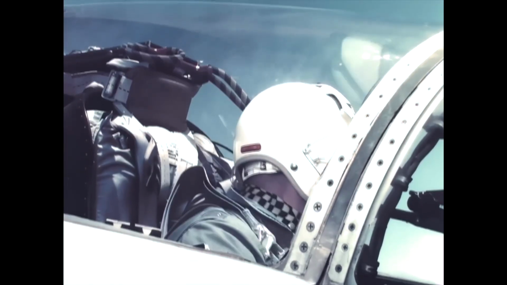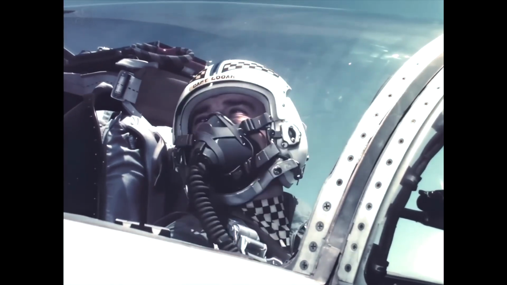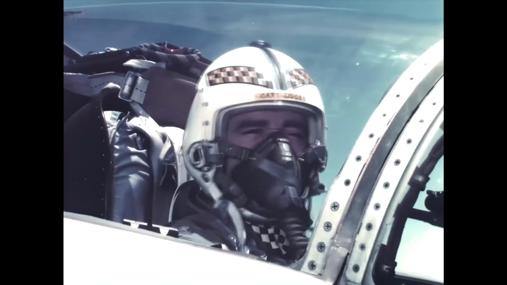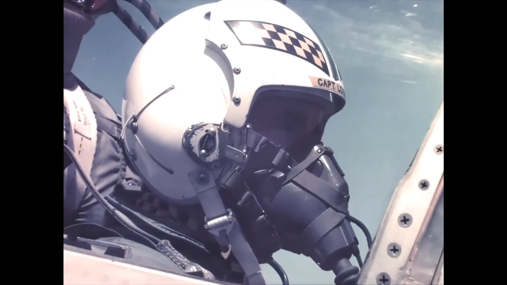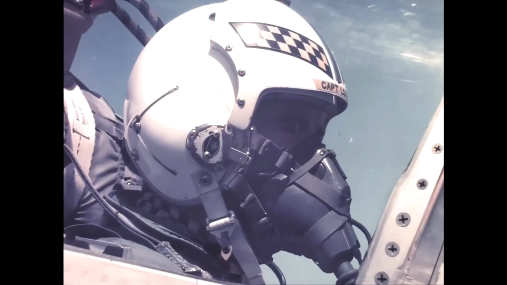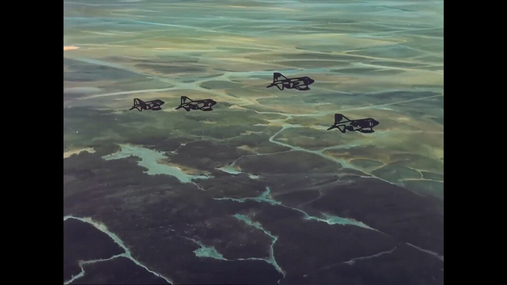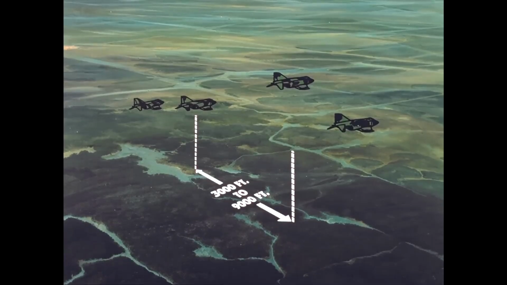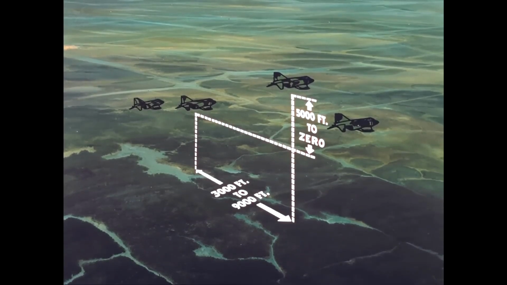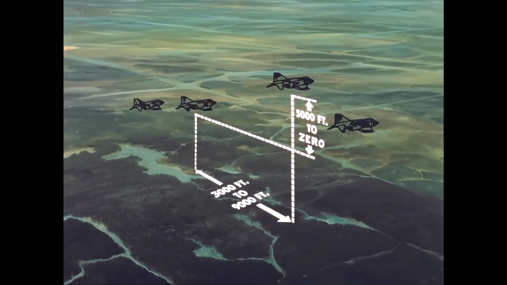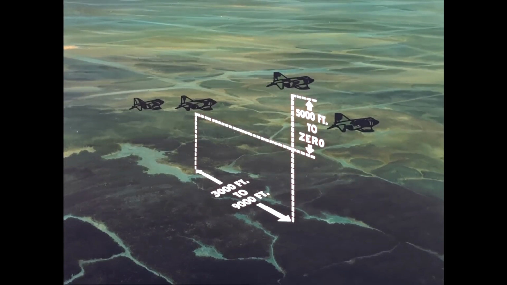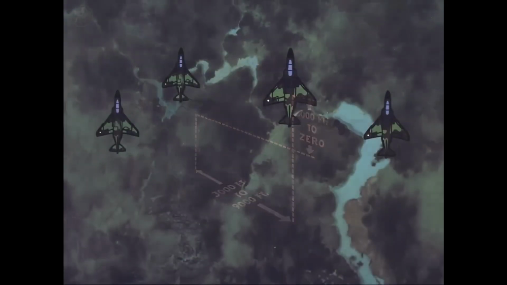Since the element leader functions as alternate flight leader as well as leader of his own element, he is selected for his demonstrated leadership, ability, and aggressiveness. The supporting element is flown 3,000 to 9,000 feet out from the leader, and 0 to 5,000 feet up. These distances will depend upon altitude, configuration, and mission requirements.